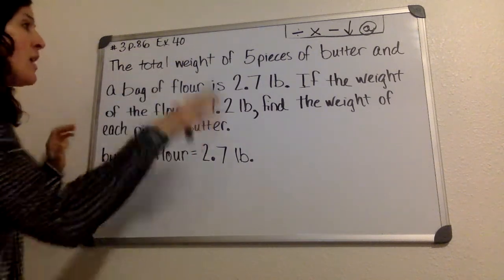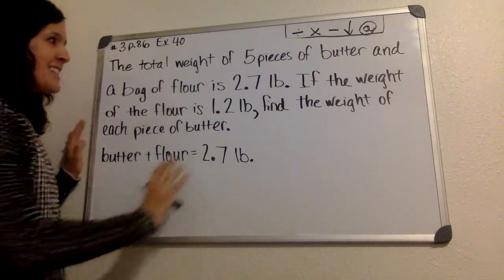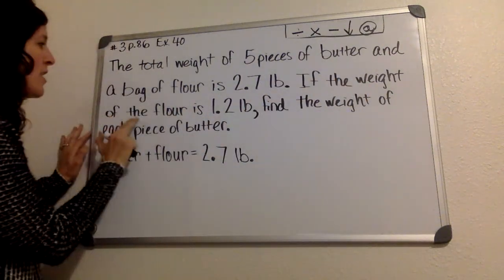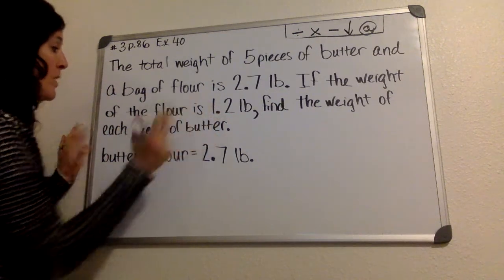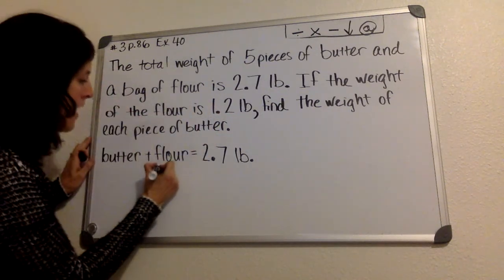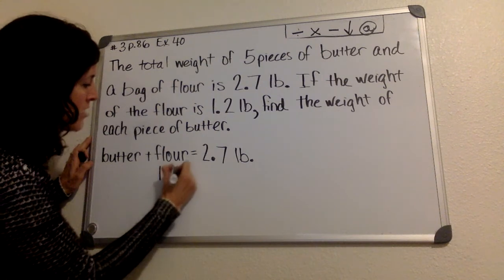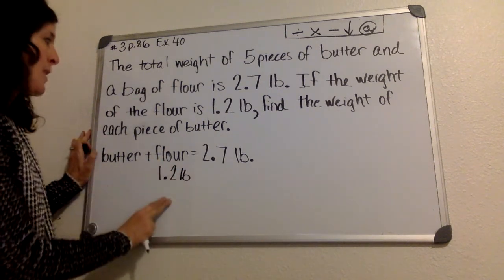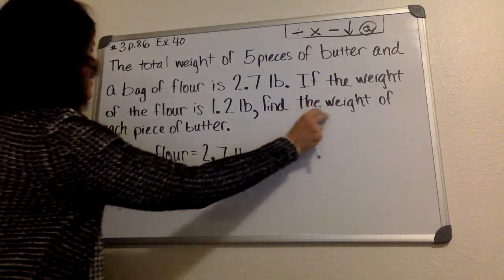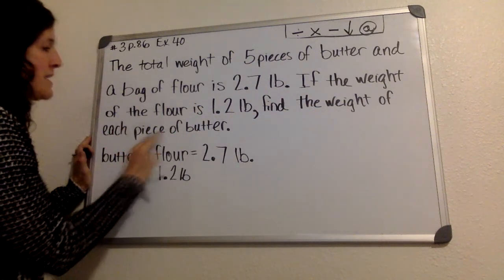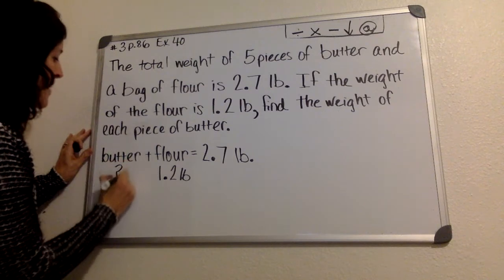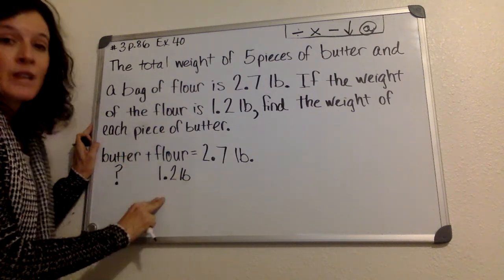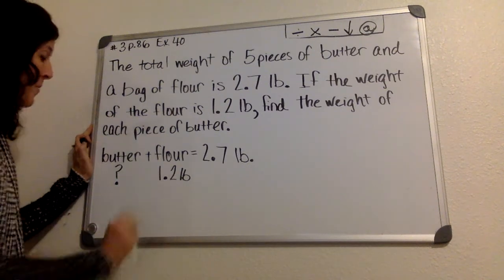Now let's look at our next sentence again. If the weight of the flour is 1.2 pounds, oh, guess what? I'm going to fill that in right here, right underneath my flour. I'm going to put my 1.2 pounds right there. Find the weight of each piece of butter. This is what I'm looking for. This is what I've got all together so far.